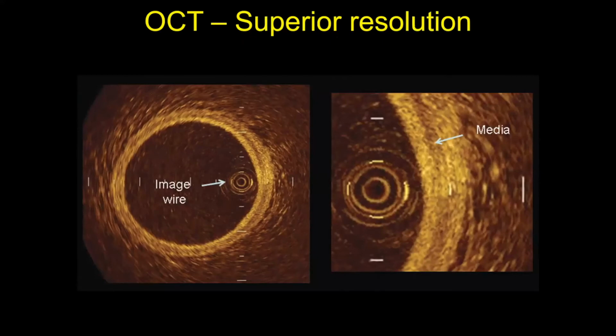So just as you have seen on IVUS, the three layered structure of the vessel wall, that's what the normal artery looks like on OCT, and you can see it very clearly, the three layers of the vessel wall. And in the normal vessel, you will be able to differentiate all three, with media and then intima and adventitia.